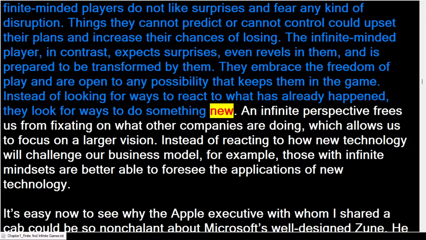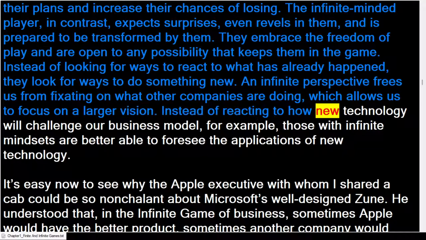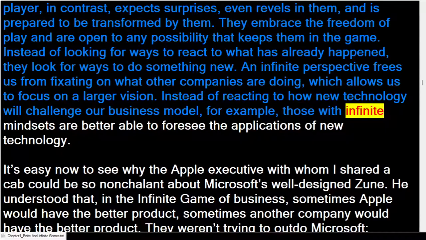An infinite perspective frees us from fixating on what other companies are doing, which allows us to focus on a larger vision. Instead of reacting to how new technology will challenge our business model, for example, those with infinite mindsets are better able to foresee the applications of new technology.